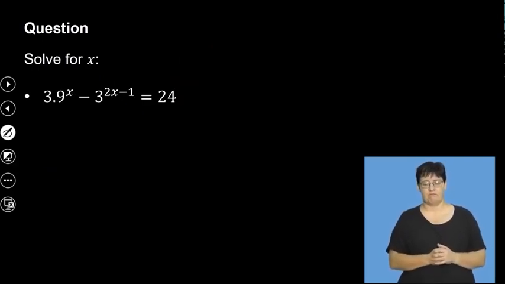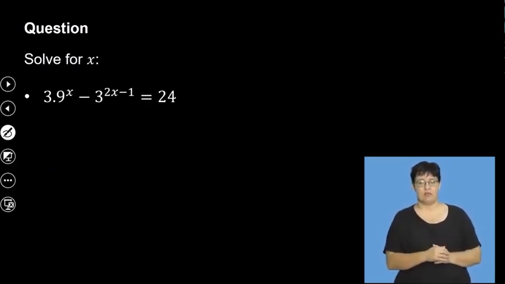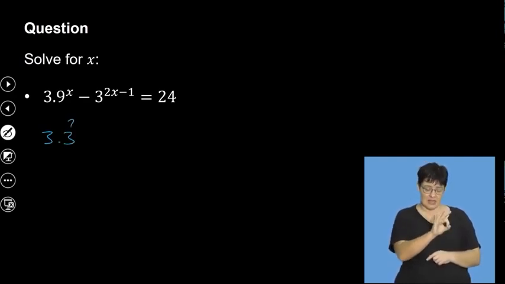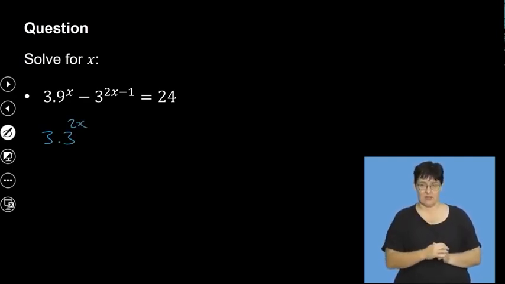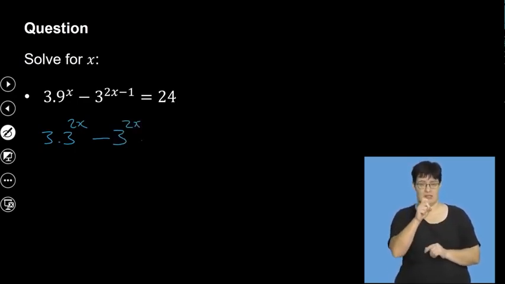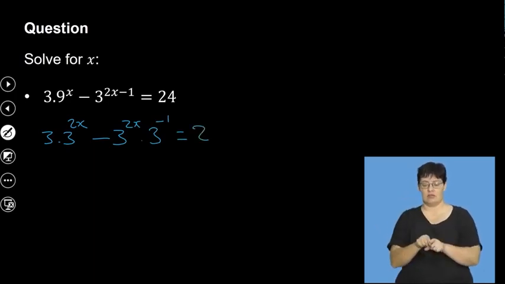And then we look at this one here. Firstly, let's simplify everything. It's going to be 3 multiplied by 3 to the exponent of 2x minus 3 to the exponent of 2x times 3 to the exponent of minus 1 equals 24.